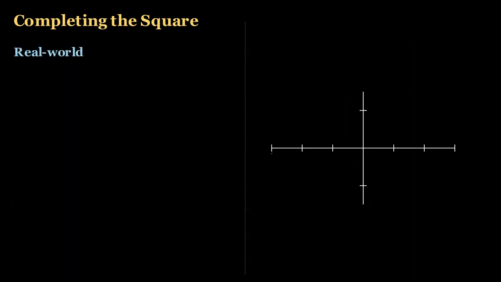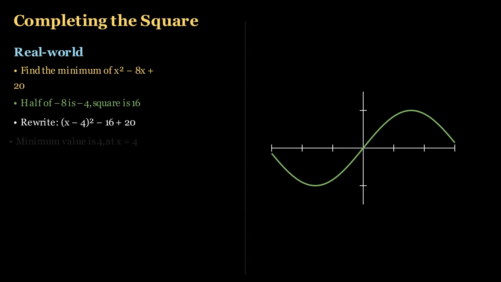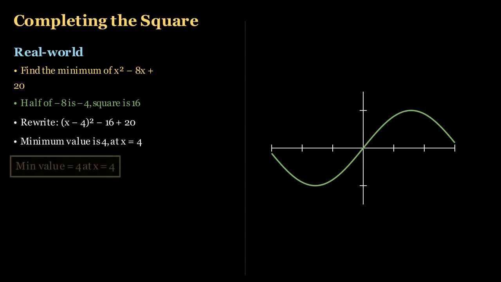The first three terms factor into (x - 4)². The constants combine: -16 + 20 gives positive 4. So the expression becomes (x - 4)² + 4. A square is always 0 or positive, so the smallest it can be is 0, which happens when x = 4. At that point, the whole expression equals 4. So the minimum value is 4, and it occurs at x = 4. This method works for any quadratic to find its peak or valley instantly.